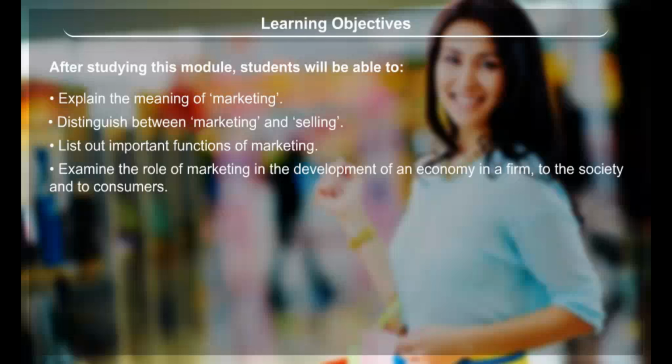Learning objectives. After studying this module, students will be able to explain the meaning of marketing, distinguish between marketing and selling, list out important functions of marketing, examine the role of marketing in the development of an economy, in a firm, to the society, and to consumers.